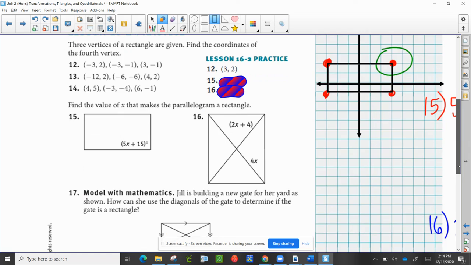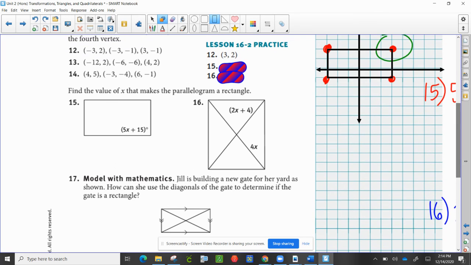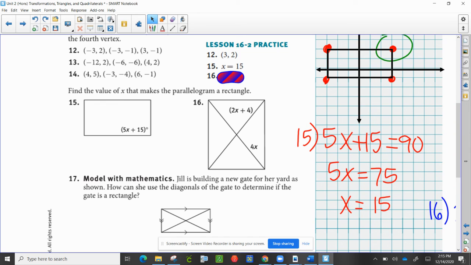Let's look at questions 15 and 16 now. So these are kind of more using properties of rectangles to help us solve some problems. But in number 15, they gave you one of the angles, saying that angle is 5x plus 15. So set up an equation for 15 to solve for x. Okay, if you did it correctly, we should have gotten that x was 15. And here's how I solved it. So if it is truly a rectangle, that means we can set each angle equal to 90 degrees. So 5x plus 15 equals 90. So when I solve that for x, I got 15.